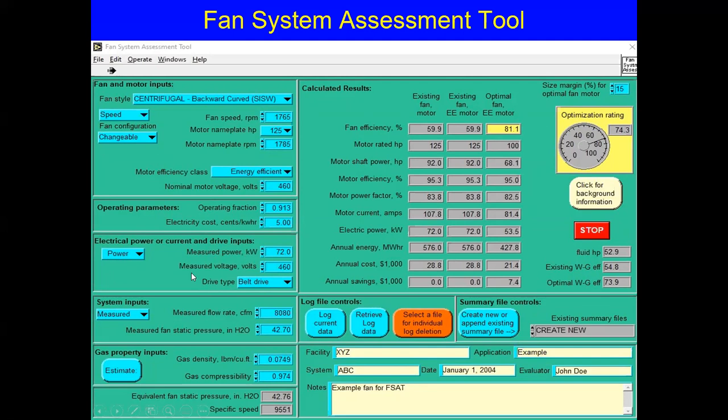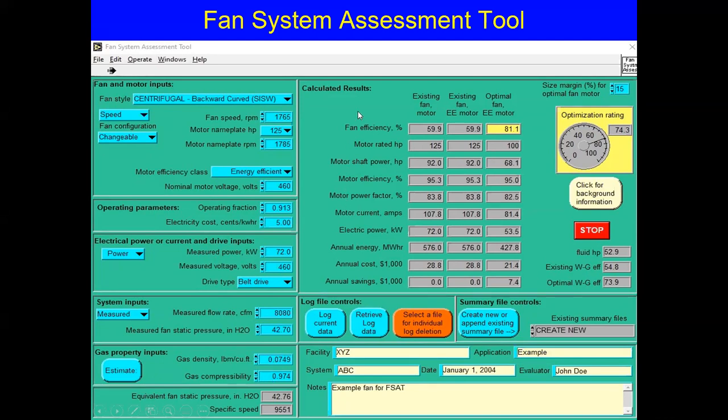This is field data. So you went out in the field and you measured the power going into the motor at 72 kW. We left the voltage at 460. This is the measured flow rate. This is the fan pressure increase. Static pressure was 42.7 was the increase across the fan. Gas density, if you don't know, you can estimate it. This software has ability to estimate air densities. You just click this and go in the background and give it some information. It'll give you a density and also give you a compressibility factor.